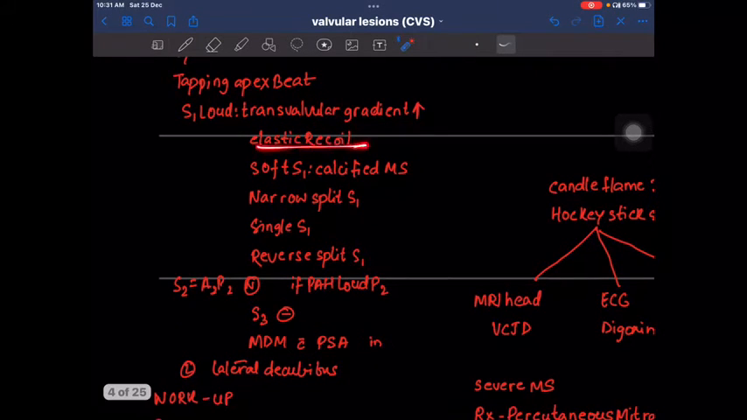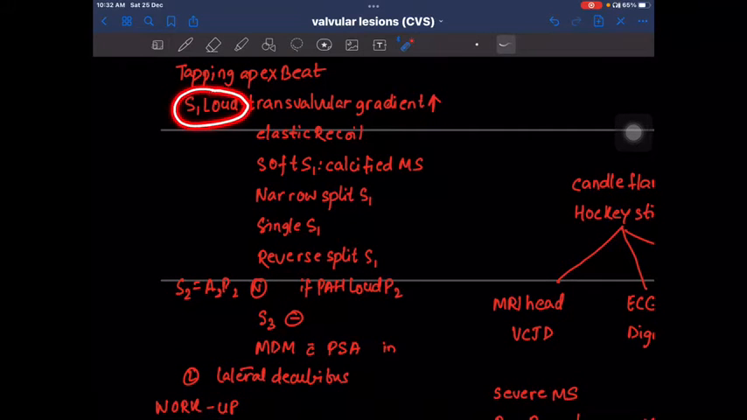There will be elastic recoil. There will be a soft S1. This is due to the calcification. When the valve gets excessively calcified, it will become soft. This is the initial finding, so don't confuse this. This is the initial finding, and this is later on, when the valve gets excessively calcified.